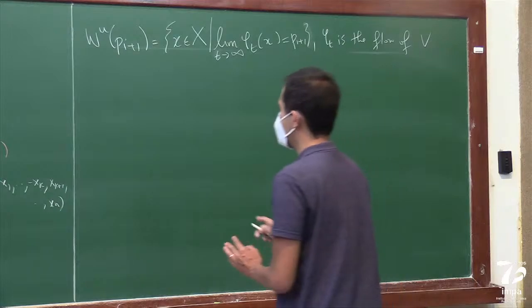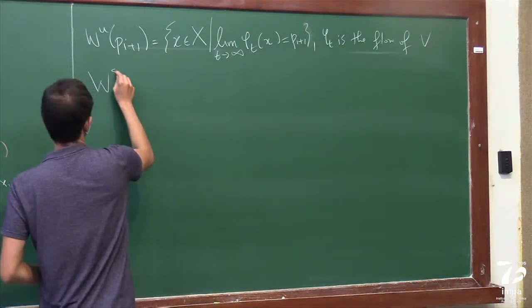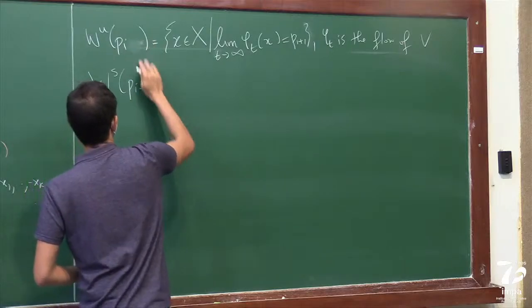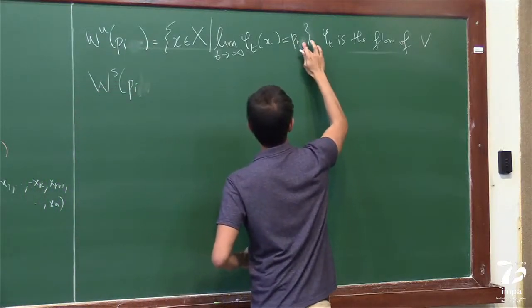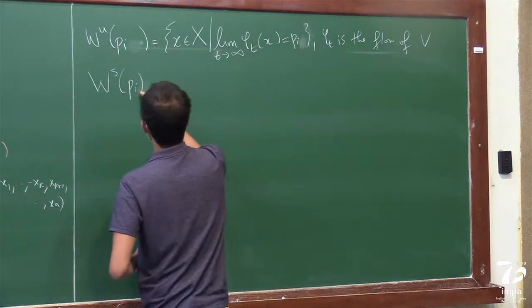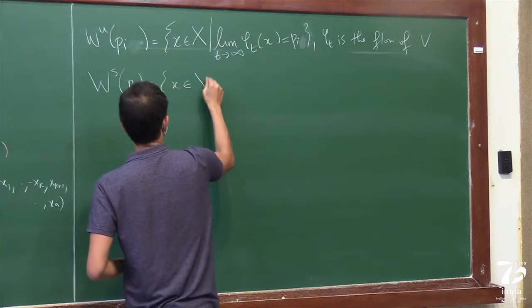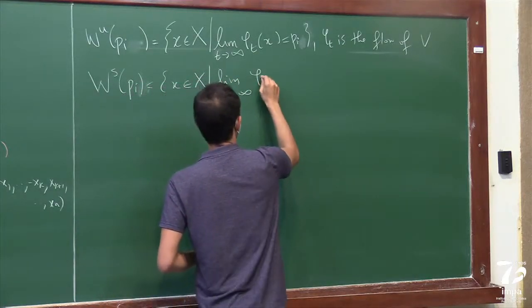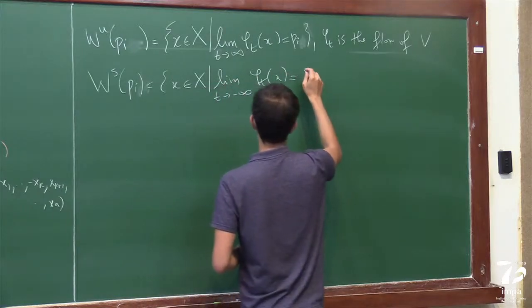So this is the unstable manifold, and the stable manifold is going to be the same thing. This is for every i. So this is the set of x in X such that the limit as t goes to minus infinity of the flow is p_i.